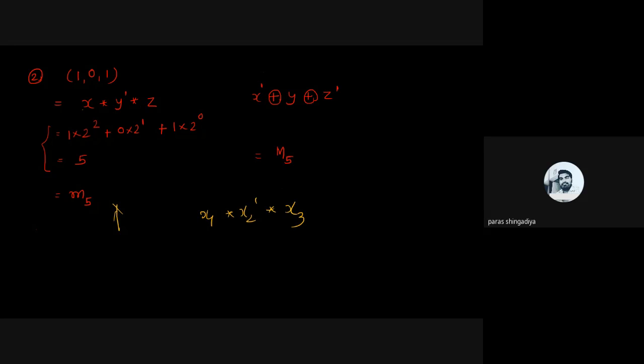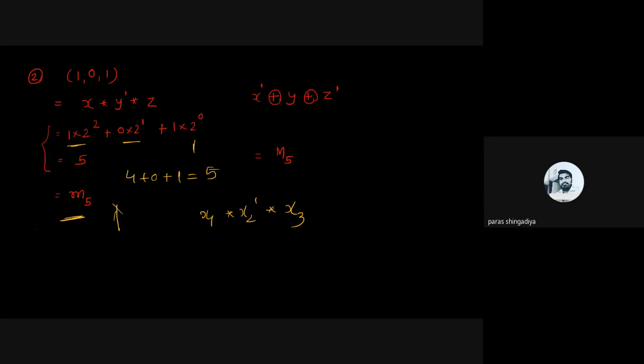So x star y dash star z, so it is m5, let us check. So 1 into 2 raised to 2, you have to start from 0, only 3 terms, so it will map up to 2 raised to 2. So 1 into 2 raised to 0, y dash, therefore it is 0 into 2 raised to 1, and it is x only, therefore it is 1 into 2 raised to 2. So the total will be 4 plus 0 plus 1, which is equal to 5. So therefore the answer is small m5, that is the answer of a min term.